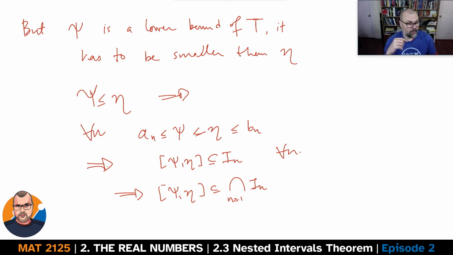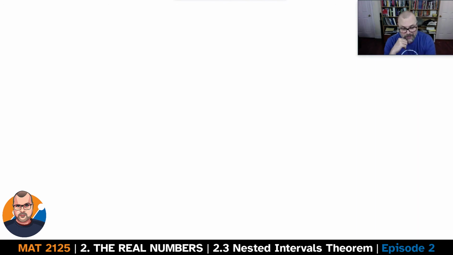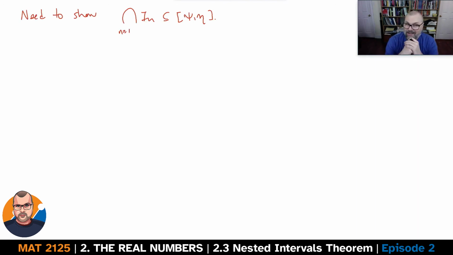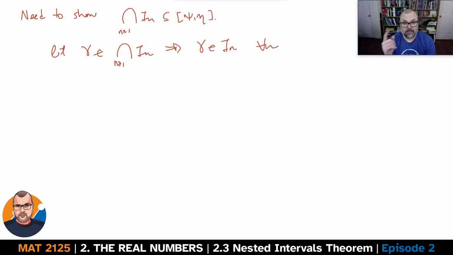What remains to be done? You still need to show the reverse inclusion. How do we show this? Well, we show that every member of this set here is also a member of the set on the right. Let gamma be some element of the intersection. That means in particular that gamma belongs to every interval In, so that in particular An is smaller than gamma, smaller than Bn for every n.